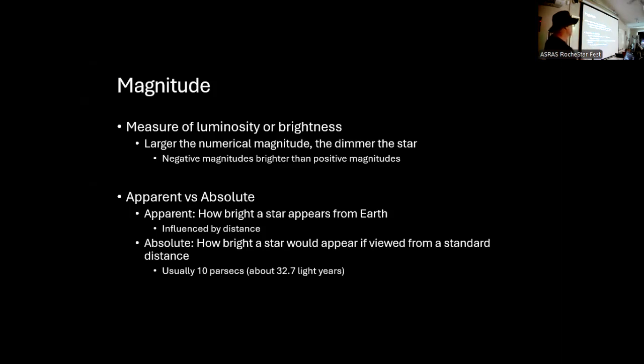Absolute magnitude is how bright a star would be if viewed from a standard distance. So you correct all these magnitudes for distance by saying, okay, how would all these stars look if they were usually about 10 parsecs or about 32.7 light years away from Earth? So if you see a chart of absolute magnitude, you're not looking at what those stars will appear like from Earth. You're looking at it as corrected and on a standard scale. So you can compare stars one to the other without worrying about the distance.